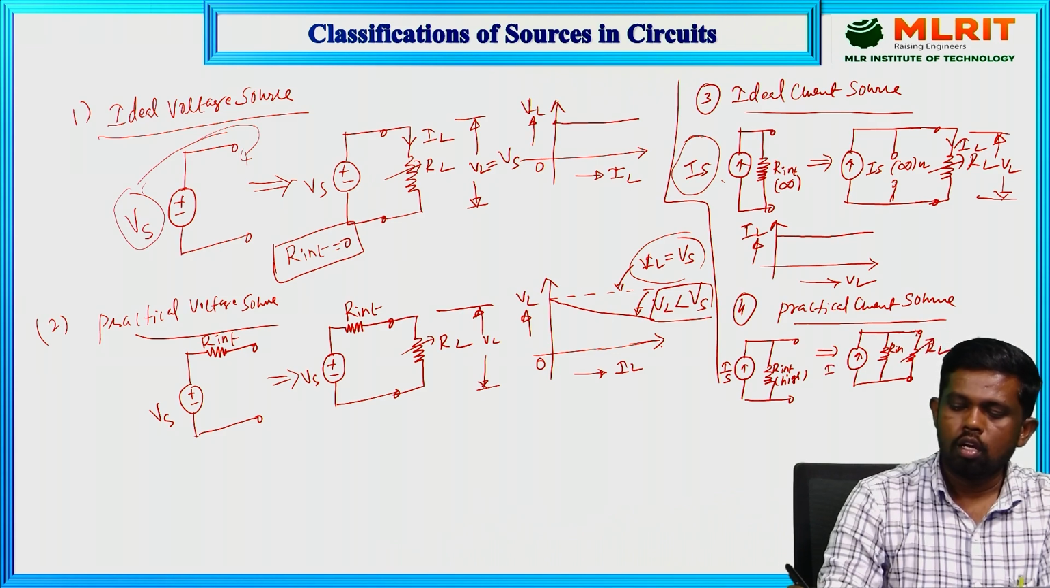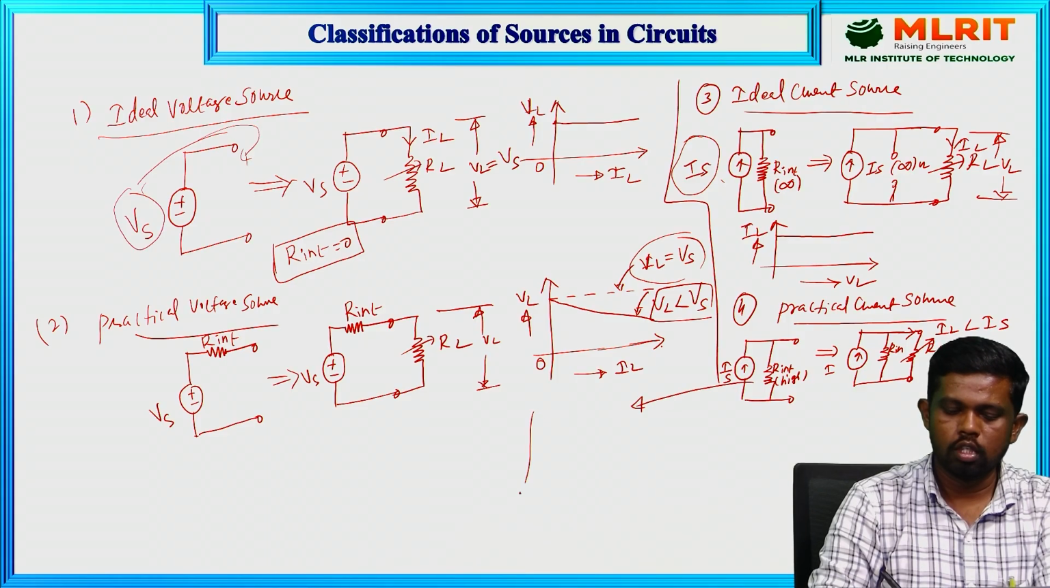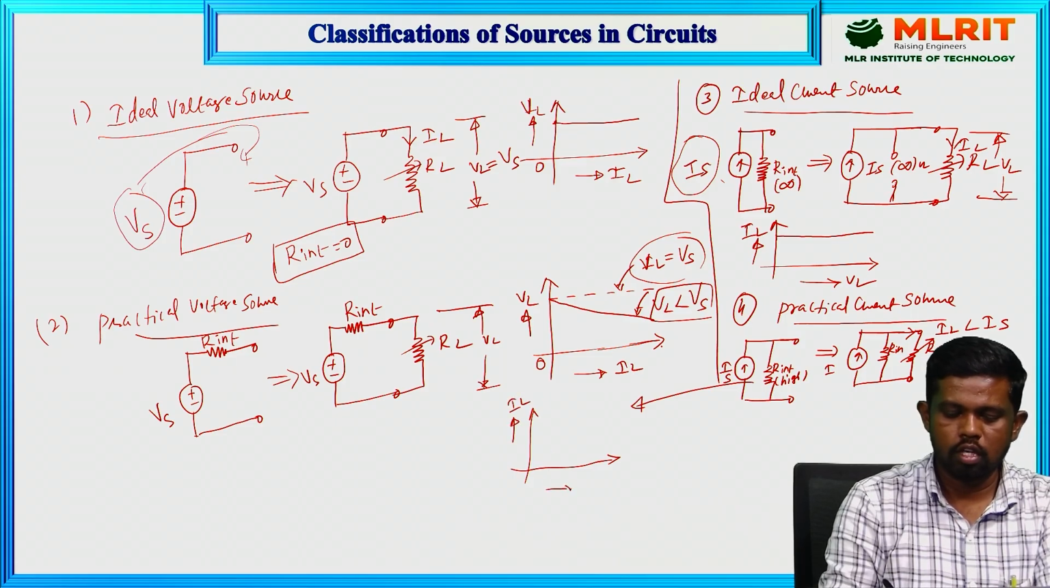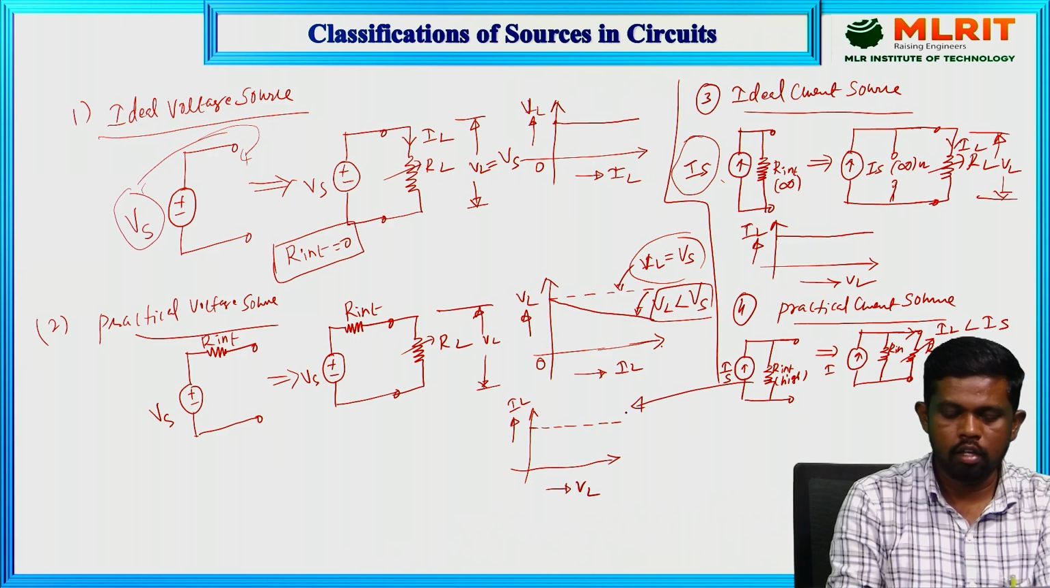So the current through the load resistor is always lesser than the source current. Now we need to draw the VI graph of these two. Take a standard plane. On the y-axis we take the load current, and on the x-axis we consider the load voltage. So this is the ideal load characteristic of the above element, meaning the ideal current source.